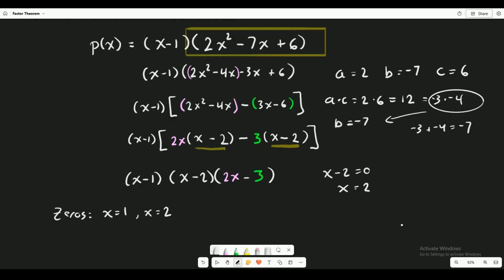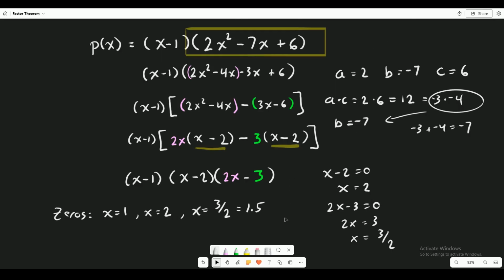And then I set the last one I have to 0. Let's see what we get. 2x minus 3 is equal to 0. 2x equals 3. x equals 3 halves. And that's my last zero. x is equal to 3 halves, which is equal to 1.5. And those are my zeros.